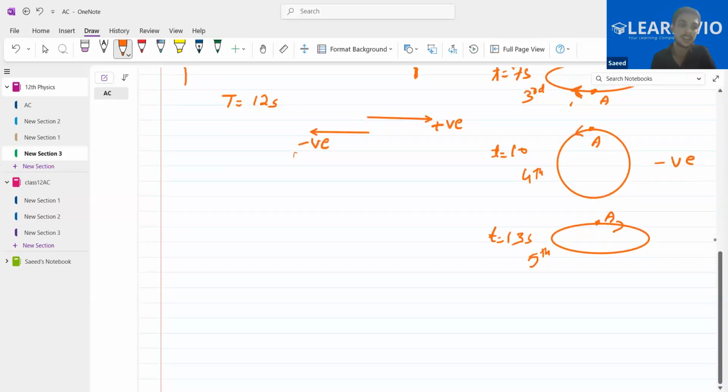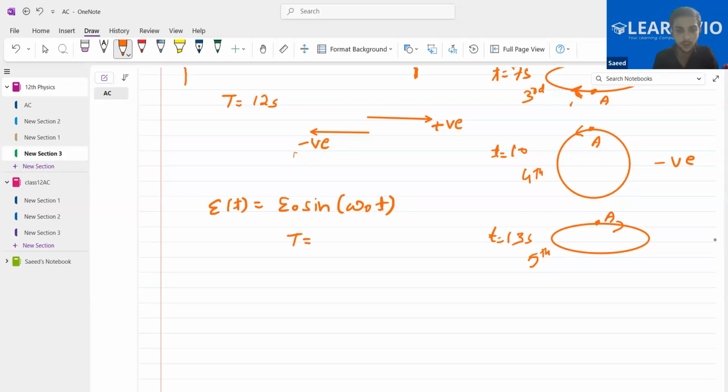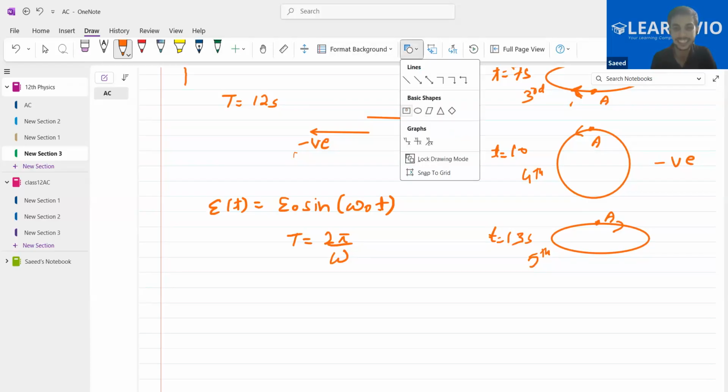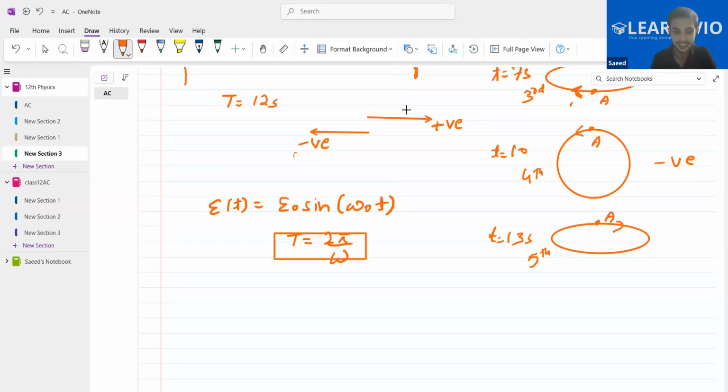Now, do you remember what we had derived, the equation E of t equals E naught sine of omega naught t? In the last class, I told you the formula that the time period is 2 pi by omega. Had I told you about this? I expect that you must remember it. So the time period is 2 pi by omega.